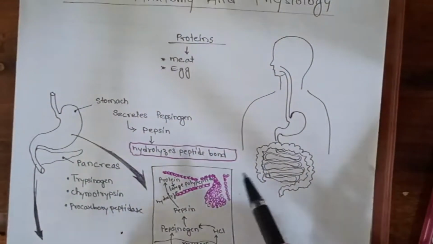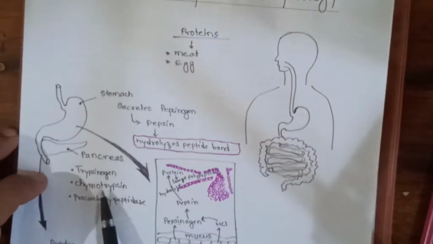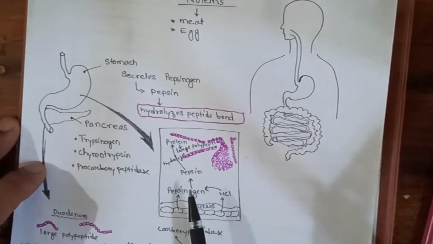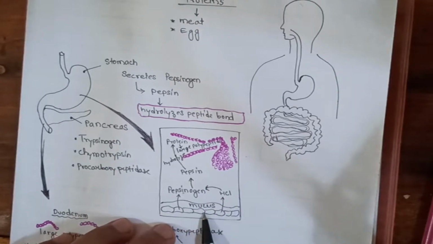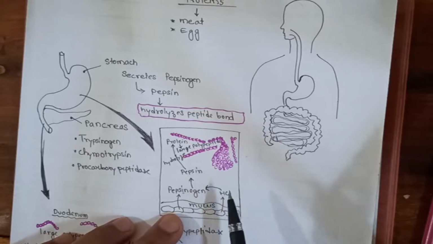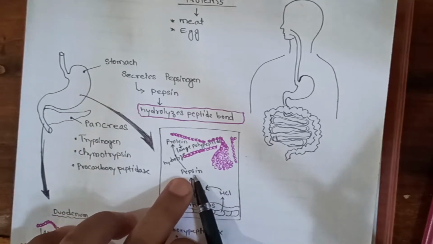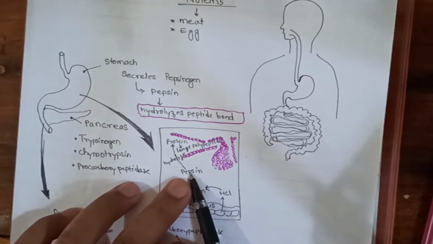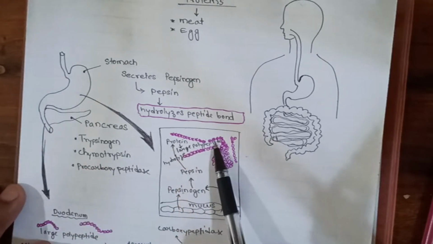So I hope this makes sense. So let's go back once again. When the food reaches the stomach, the cells of the stomach will secrete pepsinogen. At the same time, they will secrete hydrochloric acid. This hydrochloric acid helps convert the pepsinogen into pepsin, where this pepsin helps in hydrolyzing the protein into large polypeptides.